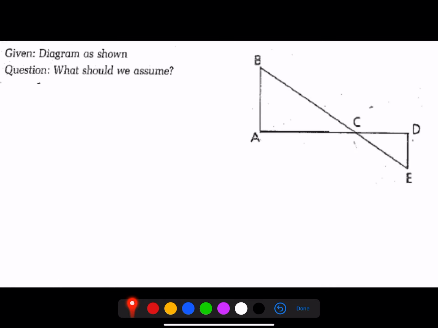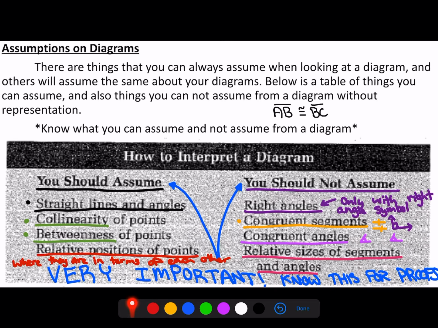All right, so we're going to go ahead and work on our assumptions here. So with this diagram as shown, there's certain things that we can assume. So go ahead and take a second, write out all the things that you can assume from this diagram using all the information from this page here.